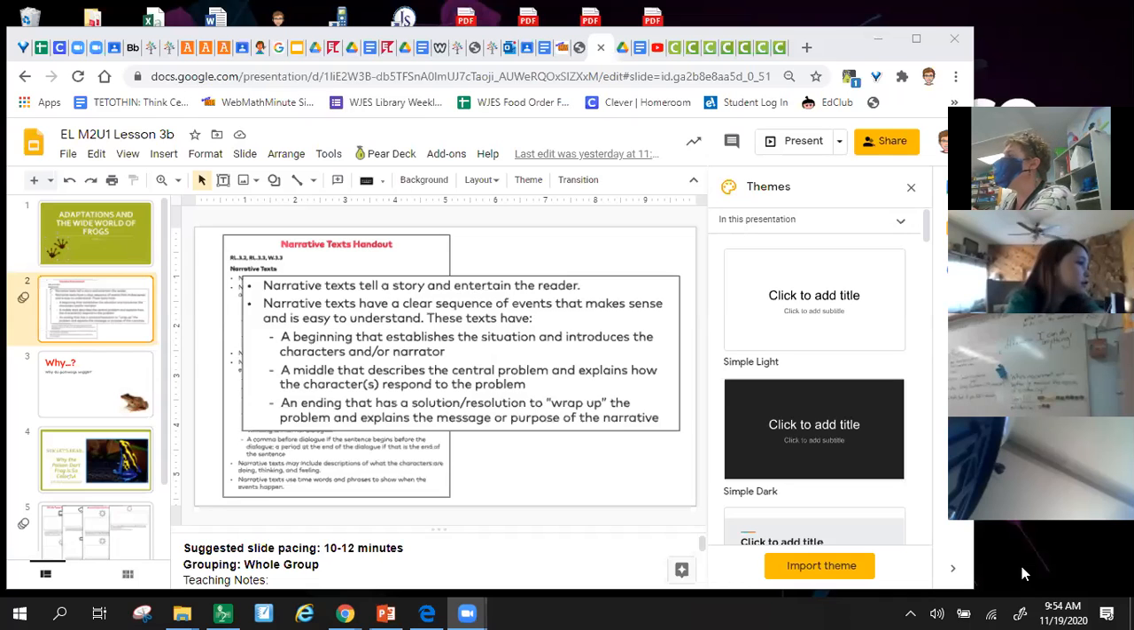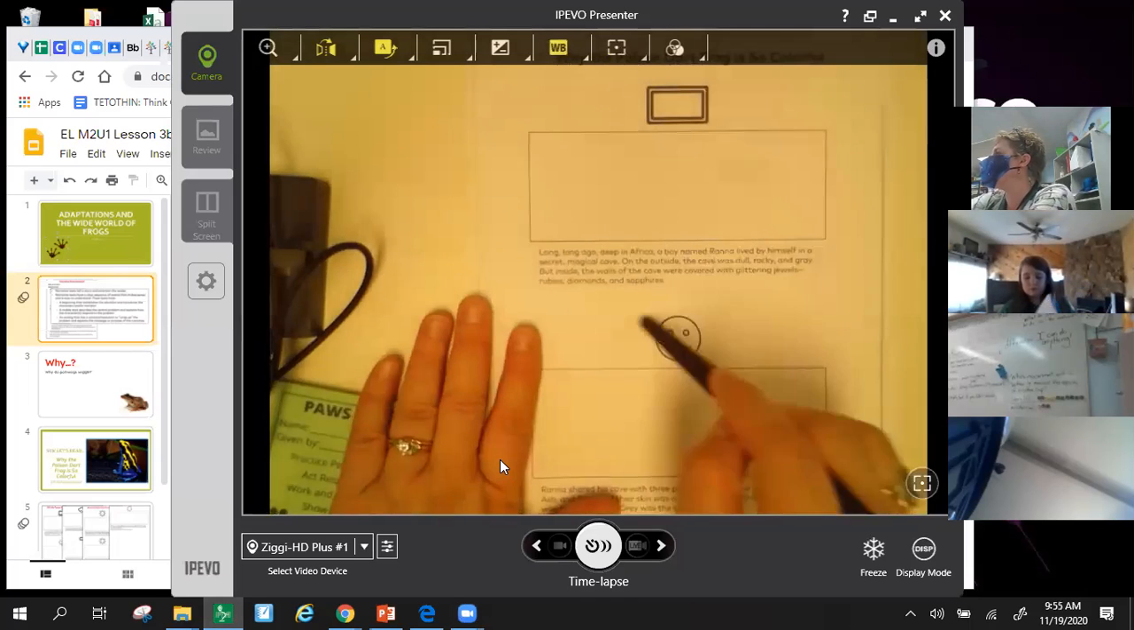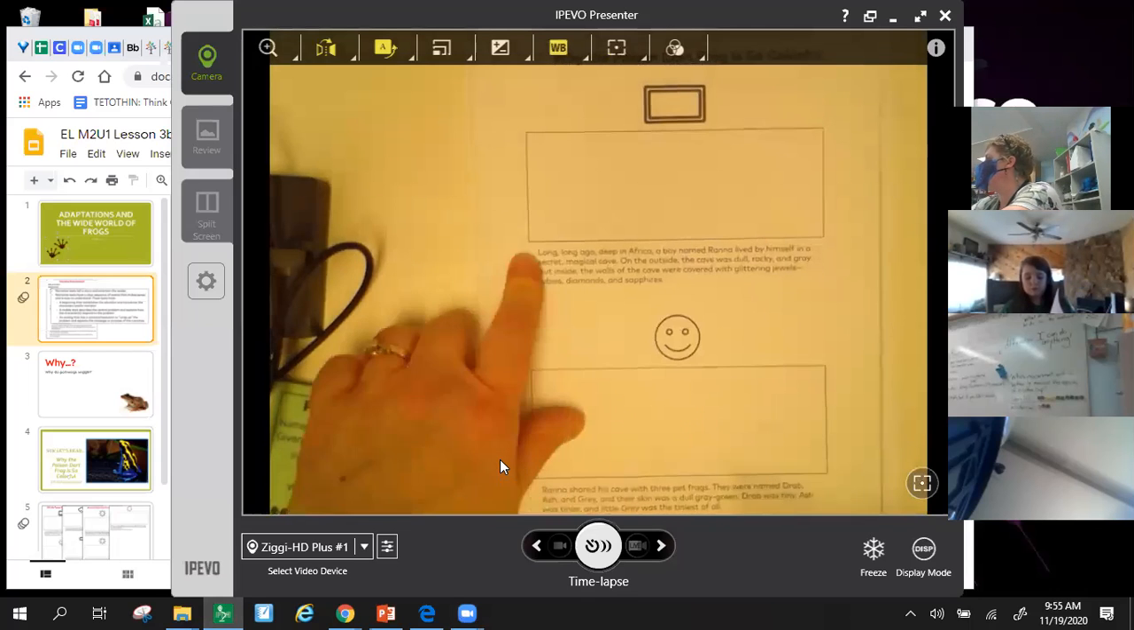All right. So, page 12. Everybody see page 12? I see some people who are not on page 12, and we need to make sure everybody's on page 12. Okay. So, just a reminder. First, now you can't see that camera. There we go. All right. So, first, they established the situation. Where is our story taking place?